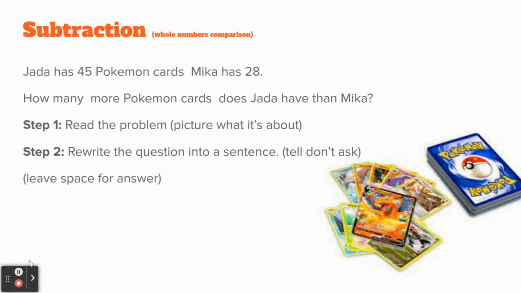Jada has 45 Pokemon cards. Micah has 28. How many more Pokemon cards does Jada have than Micah? All right, we've read the problem. What's it about? It's about who has more Pokemon cards and how many more Pokemon cards does Jada have than Micah? So we'll go ahead and rewrite the question into a sentence.